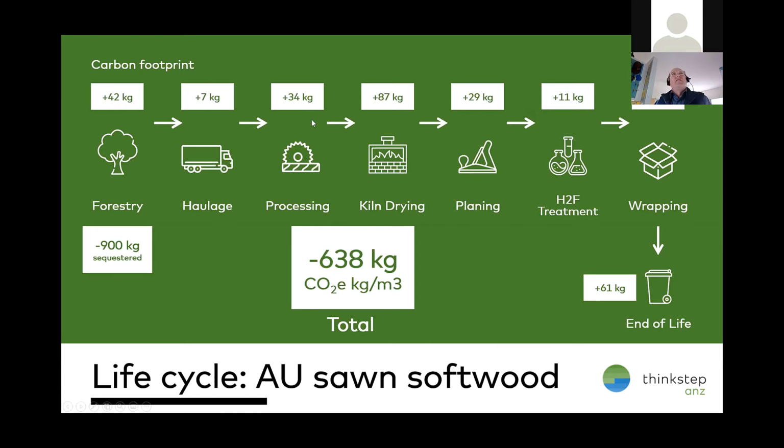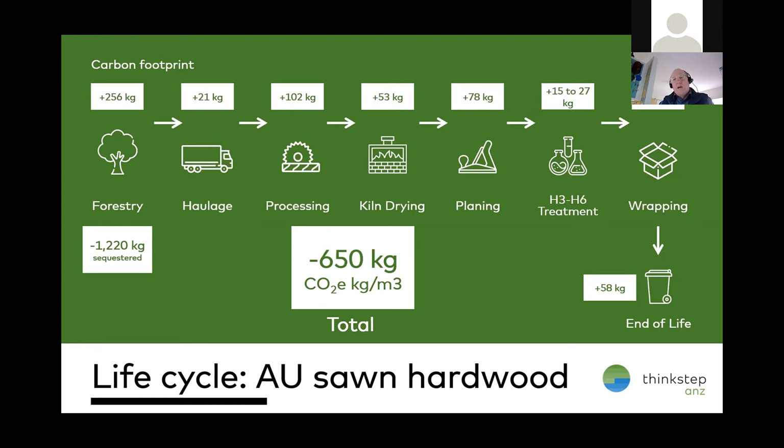7 kilos for haulage, 34 for processing, 87 kilos of CO2 equivalent released during kiln drying, 29 for planing. In the case of softwood, H2F treatment adds a small quantity, and wrapping is pretty small there. And at end of life in a landfill, there's only a small release of carbon at that stage as well. So you add all these numbers together and you get a big negative number in the order of minus 600 kilos per cubic metre.